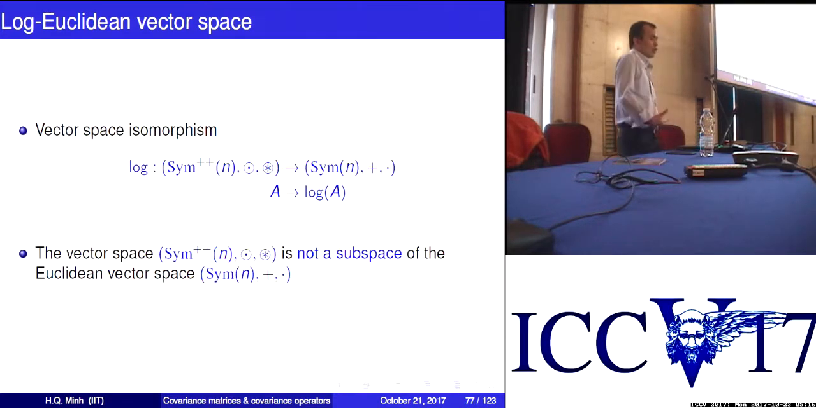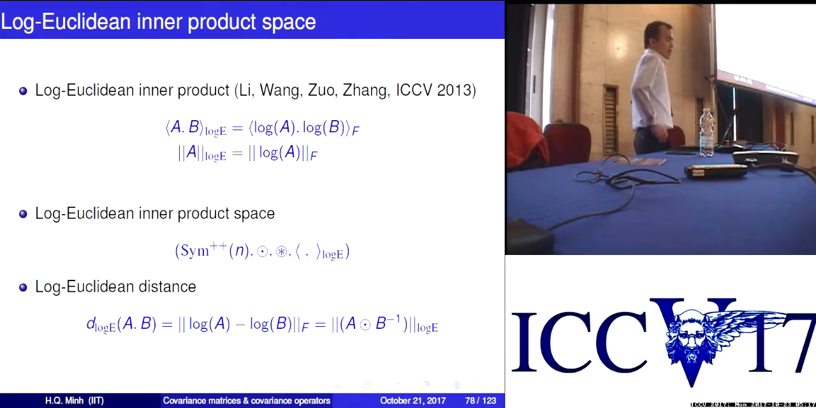And it's isomorphic to the vector space of n by n symmetric matrices under the standard matrix addition and scalar multiplication. So basically, as I said before, the log operation flattens the manifold. However, it's a very special vector space. It's not a subspace of Euclidean space, because of these two operations, dot and star here. It's not a subspace of a vector space.